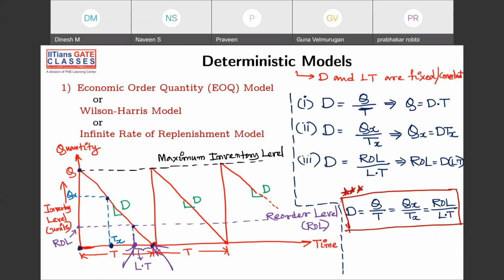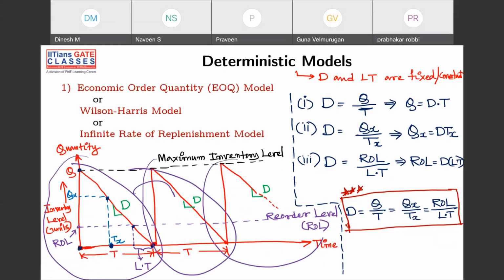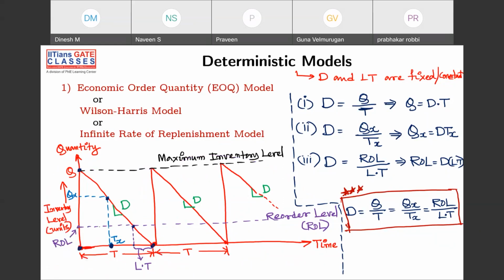At the placement of the order, you see some quantity which is left in the garage. That is your reorder level. You have already seen that. And like that, the same cycle is repeated again and again. We have drawn the reorder level for all the orders. If you want to know the quantity left at a certain time t, you take a point at that time, and this is the quantity that is left.